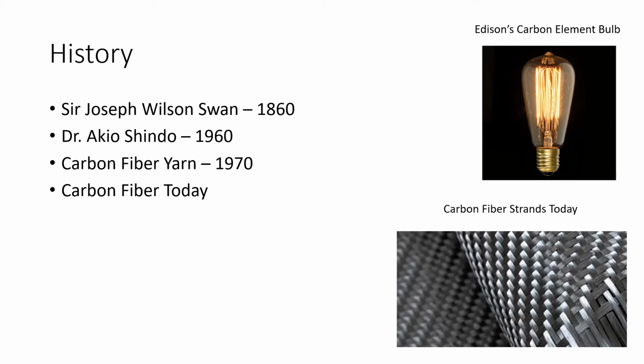Because of this, for roughly 100 years, we don't see carbon fiber pop up at all. In the early 1960s, Dr. Akio Shindo used a synthetic polymer to create a carbon fiber with roughly 50% carbon, making the strand of carbon very cost-effective and efficient for mass production. Over the next 10 years, the carbon fiber would be improved to become a very cost-effective and efficient material that would eventually replace metal alloys for its weight and strength ability.